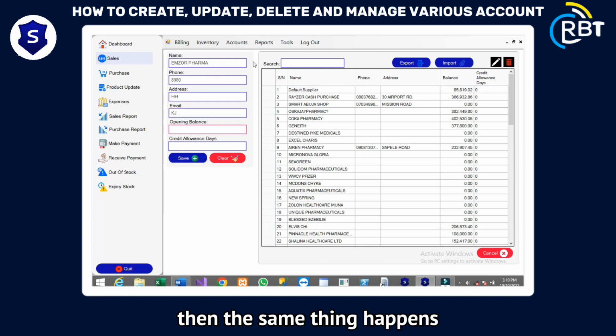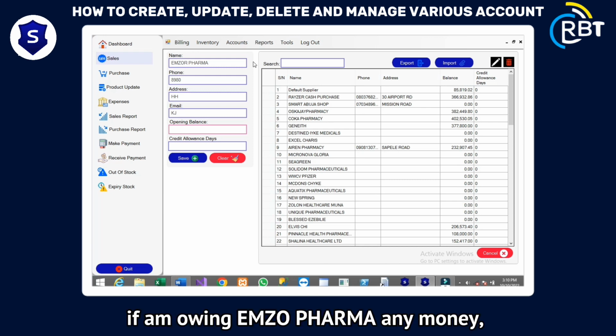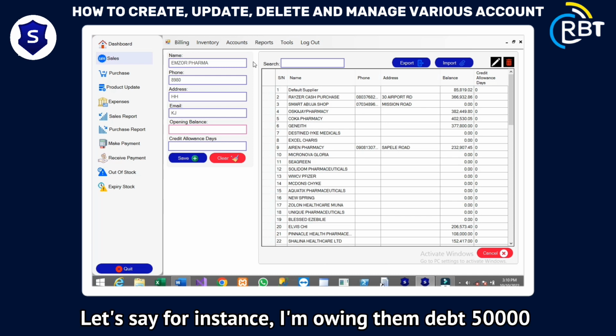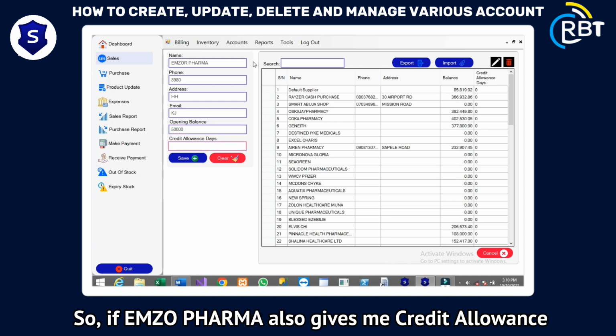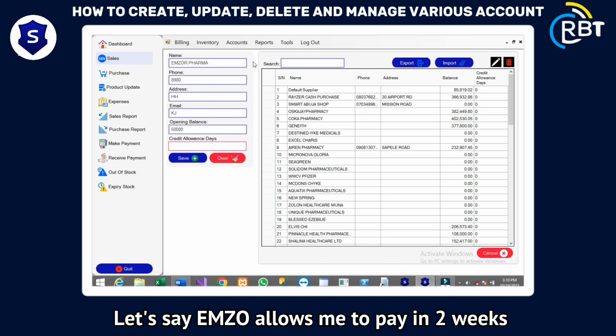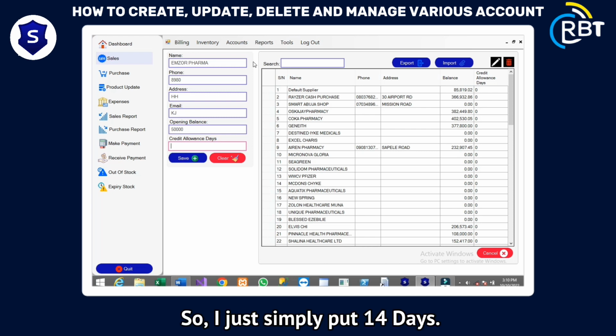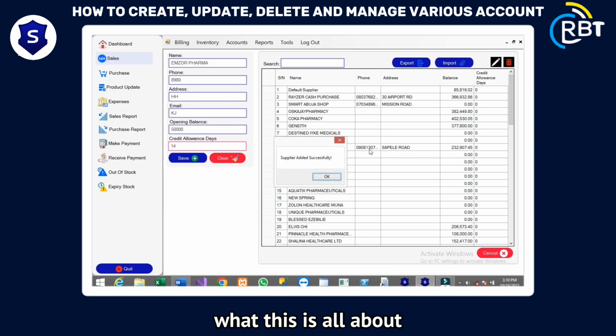Then the same thing happens for opening balance. I just check, okay, as of today that I'm creating this account, am I owing Emzo Farmer any money? Let's say I'm owing Emzo Farmer 50,000 as of today, so I simply put 50,000 as the money I'm owing. If Emzo Farmer also gives me a credit allowance, so let's say it allows me to pay in 2 weeks, I simply put 14 days. So that's simply what this is all about.